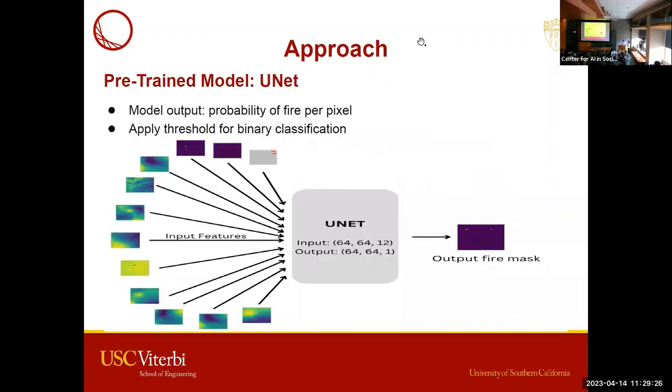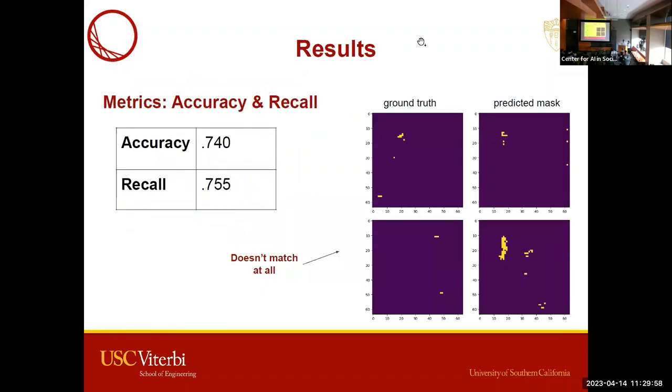For the model, we chose to use a UNet architecture. On the slide it says pre-trained, but actually we trained it from scratch since we weren't able to find any pre-trained models trained on data similar to ours. As mentioned earlier, we put all of the 12 inputs into one 12-channel input, normalized it by mean and standard deviation, and then outputted a fire mask with the probability of fire per pixel. Then we applied a threshold to classify it as fire and no fire.